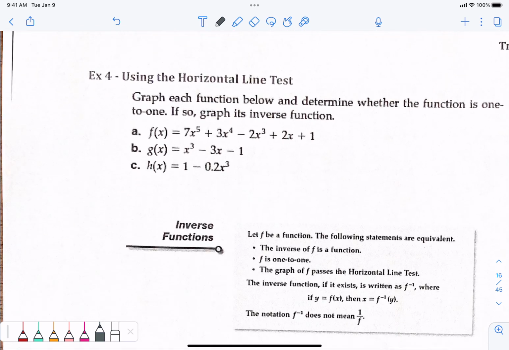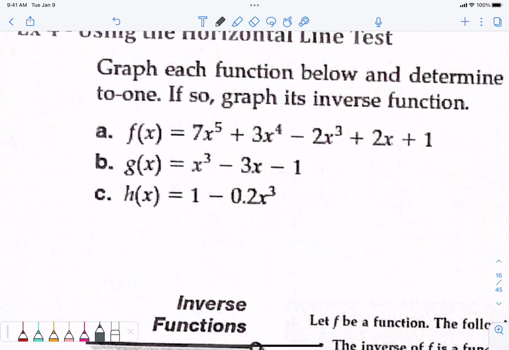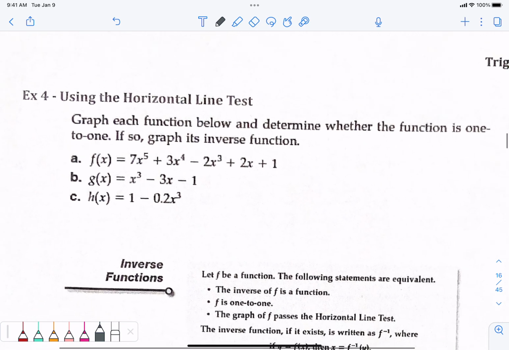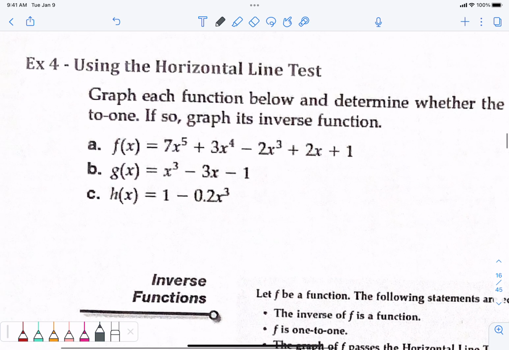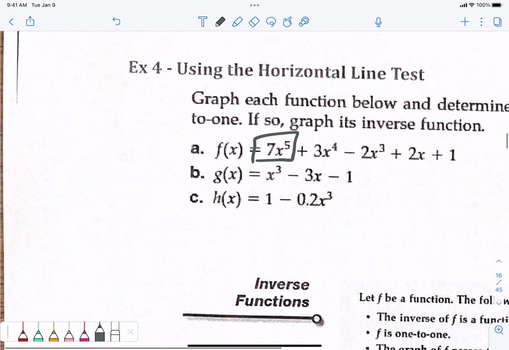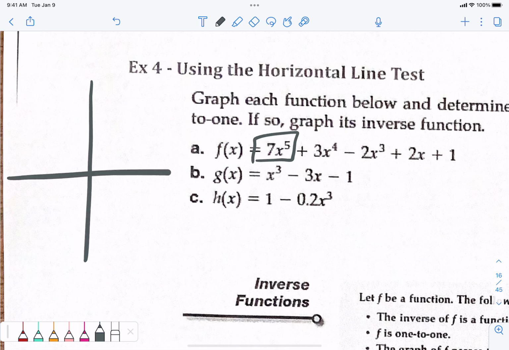Let's go to the back side. Use the horizontal line test. A. Graph each function below and determine whether the function is 1-to-1. If so, graph its inverse. So it's saying, is his inverse a function? 7x to the 5th power plus all that other good stuff. We're trying to figure out whether his inverse is a function. Somebody want to put that on a calculator for me real quick? I'm going to guess he's a no. If he has some sort of bubble in him, he's definitely a no. But let's see. A. Somebody put that on a calculator and tell me.